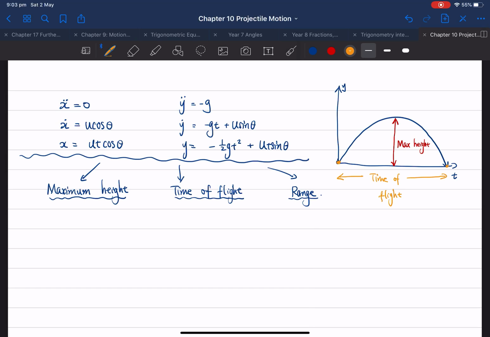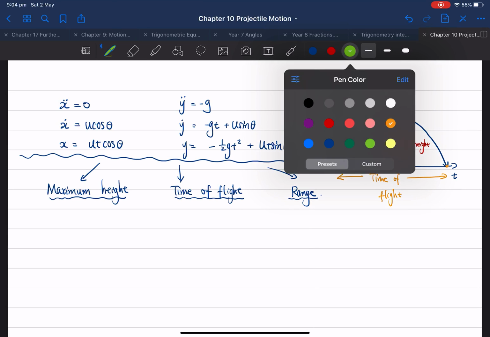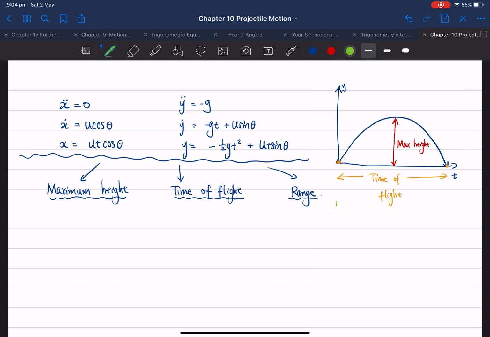All right, and then lastly, what is the range? Well, range is the horizontal distance, which is the distance here as well. Although we're using the time, remember we can replace the time by the x. They're representing the same idea. So the total range, or the total horizontal distance. So our job is to work out all three pieces of information there.